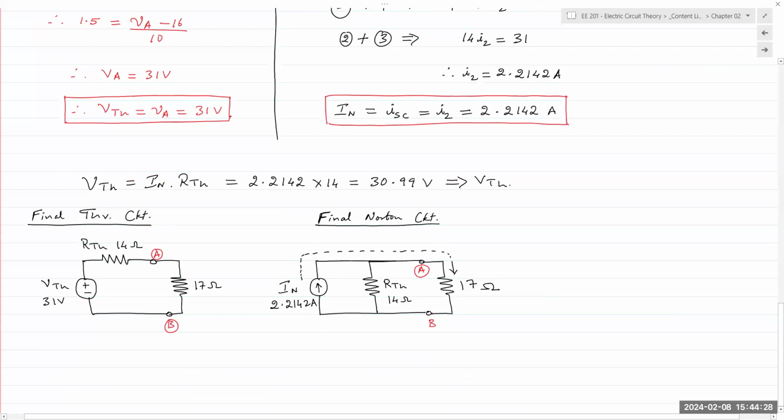Right. So there you have it. Final Thevenin circuit, final Norton circuit. VTH 31 volts, RTH 14, Norton current 2.2142, and again in parallel with the RTH and 17 ohm resistance. That is the Thevenin and Norton equivalent network for example 3.